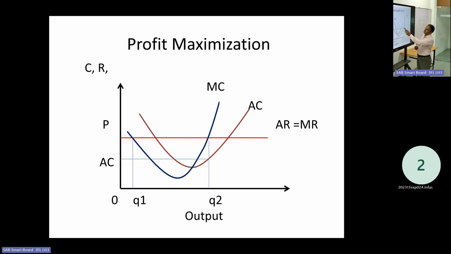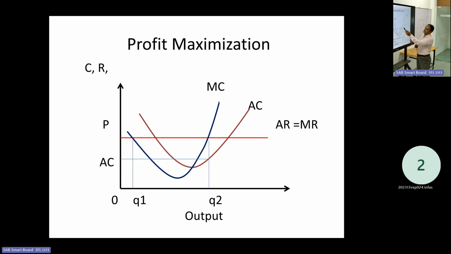And this is the marginal revenue curve, which equals average revenue, which equals price. This reflects the perfectly competitive market. If you follow the conditions, the first condition is that marginal cost should equal marginal revenue. Now this red line is the marginal revenue curve. This is the marginal cost curve.